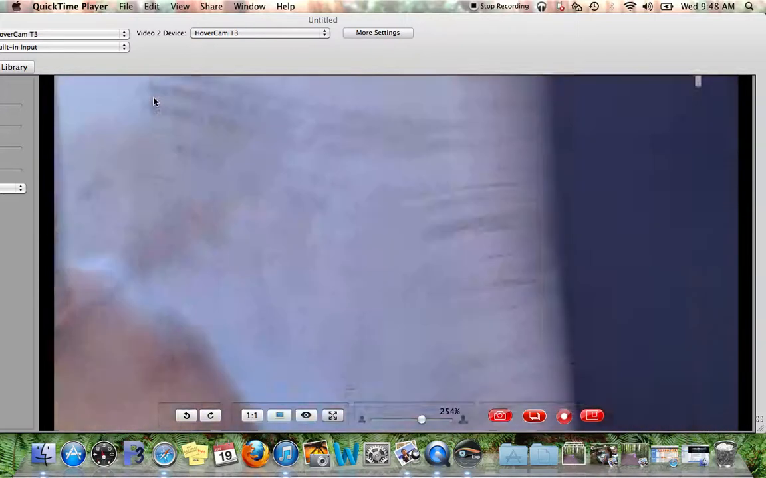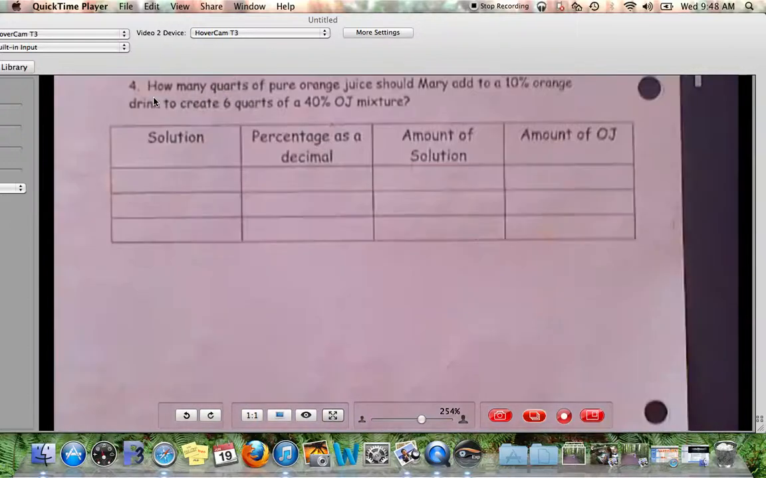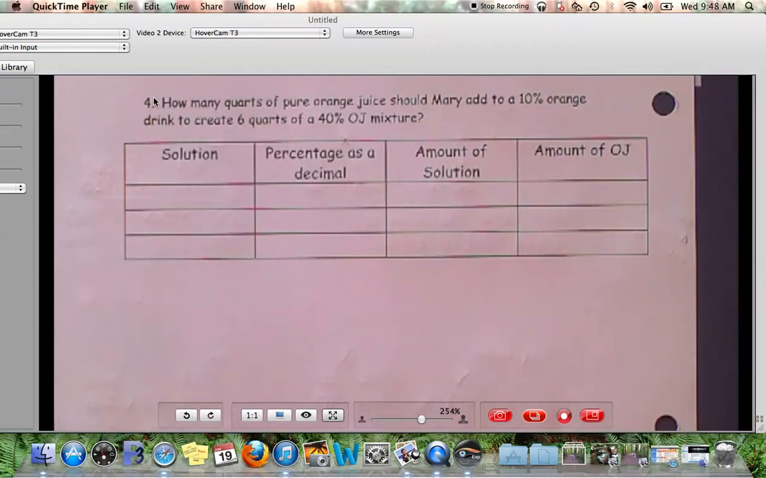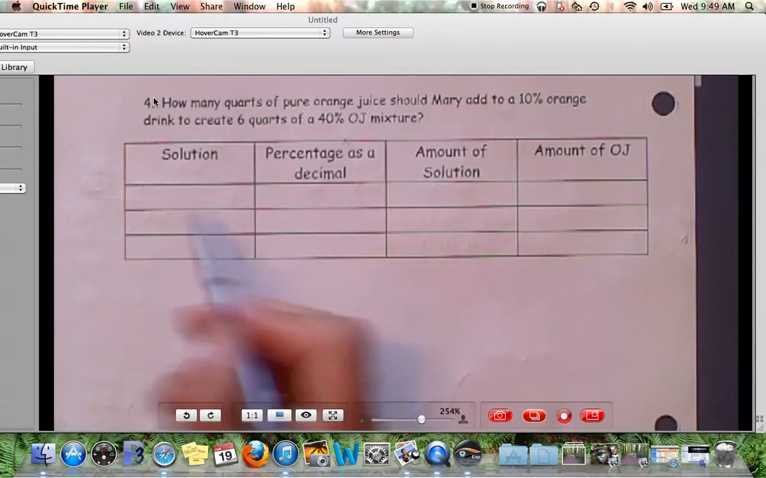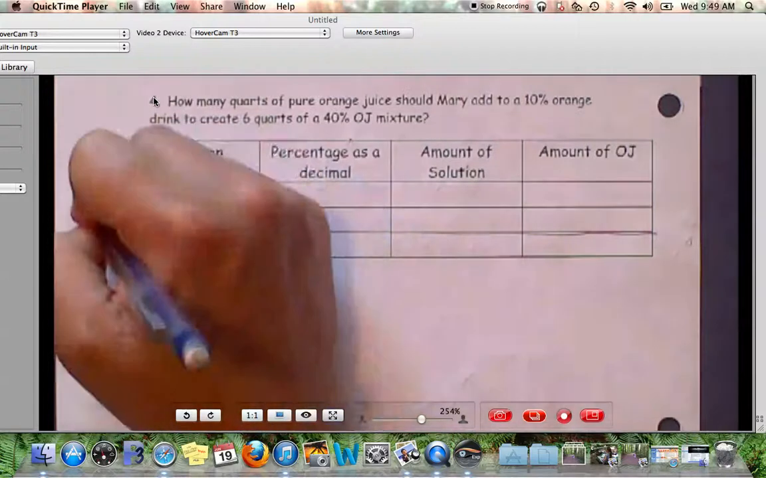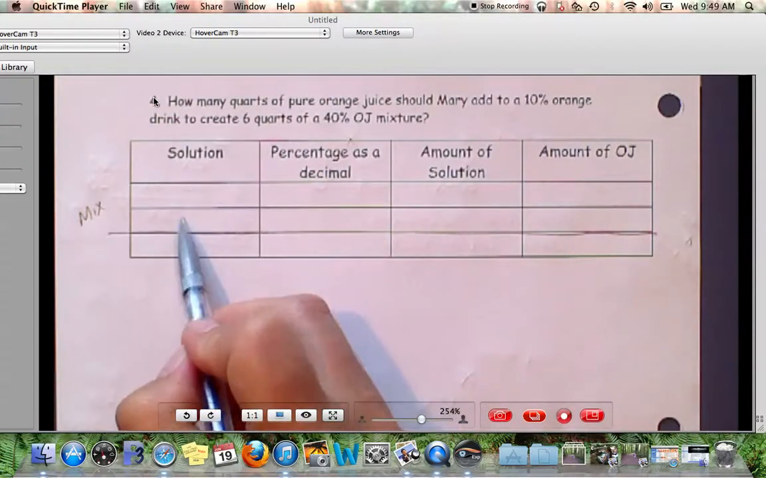Let's try one more on the back. And this one throws in a pure, and we'll talk about that. So it says, how many quarts of pure orange juice should Mary add to a 10% orange juice drink to create 6 quarts of a 40% OJ? Okay. Now, again, you're going to mix the low and the high here to get the medium.